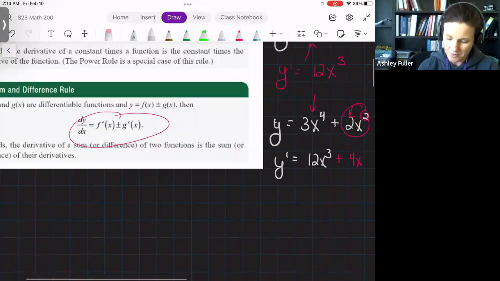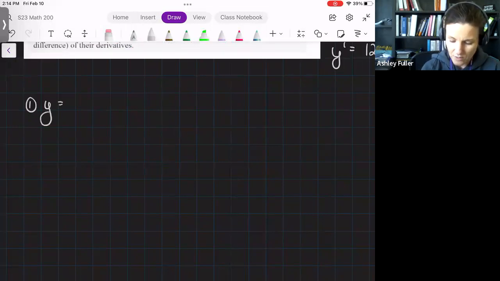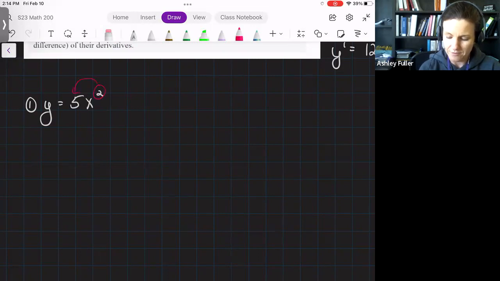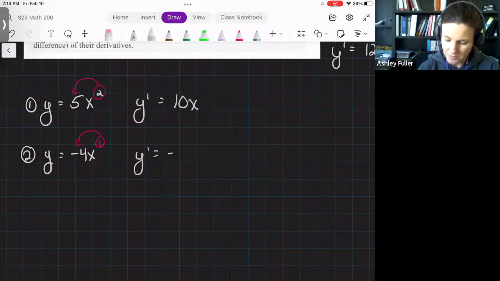Let's look at some other examples of these first derivatives using these rules. If we have y equals 5x squared, that exponent comes out front, and y prime becomes 10x to the first. Again, subtract the exponent. If we have y equals negative 4x, this is an understood exponent of 1. We're going to bring it out front, and y prime becomes negative 4x to the 0, or just negative 4.